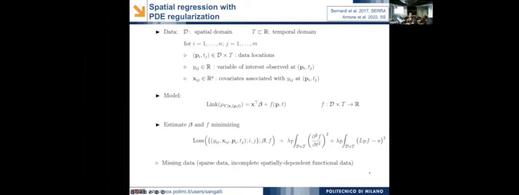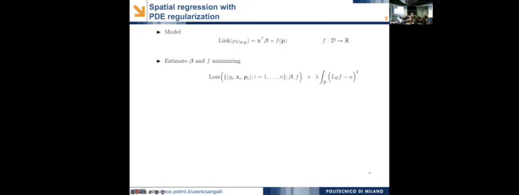And of course, we can consider various missing data scenarios: sparse data, incomplete, spatially dependent functional data, as well as different sampling designs. So the data could be observed over areal subdomains, over regions in space. They can be observed over intervals of time and various combinations of different sampling designs. But I keep to the expression for space-only data because they are simpler.